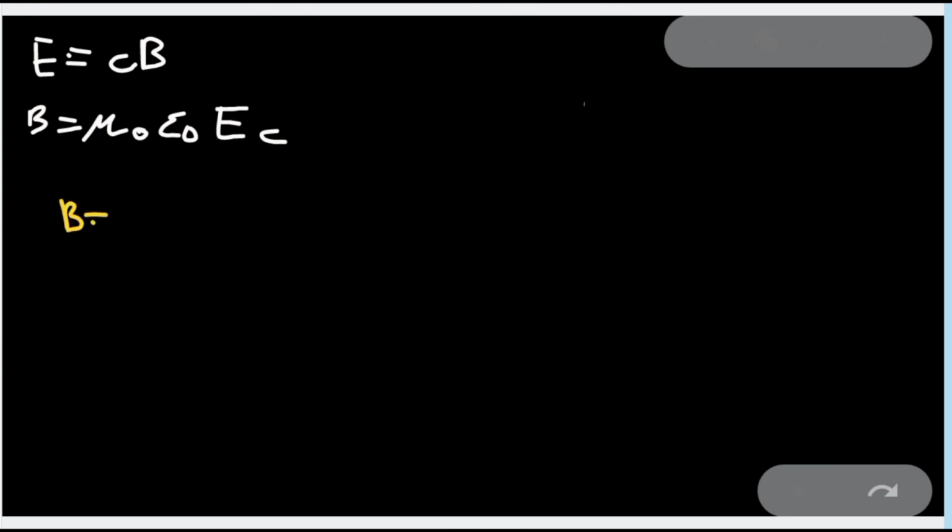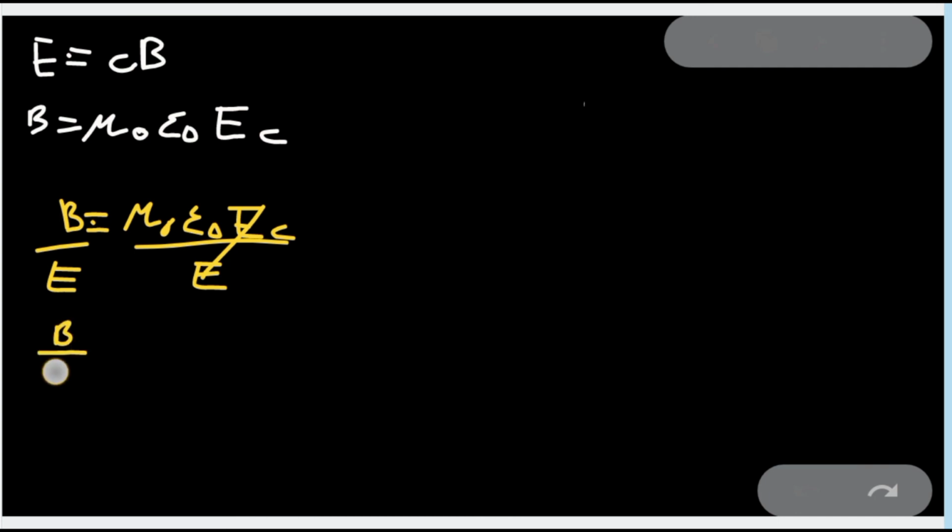So now, let's play first around this equation. Okay, let's use this one. So we have B is equal to mu naught epsilon naught EC. Let's divide E here. So we can have this one. So we have B over E is equal to mu naught epsilon naught C. Now, after that, let's use the Faraday's law, the value that we obtain on the Faraday's law. Let's use Faraday's law to solve what would be the corresponding value of B over E.